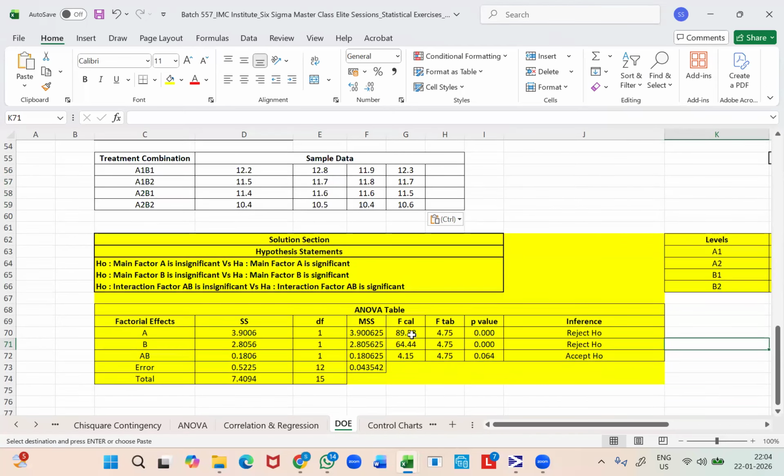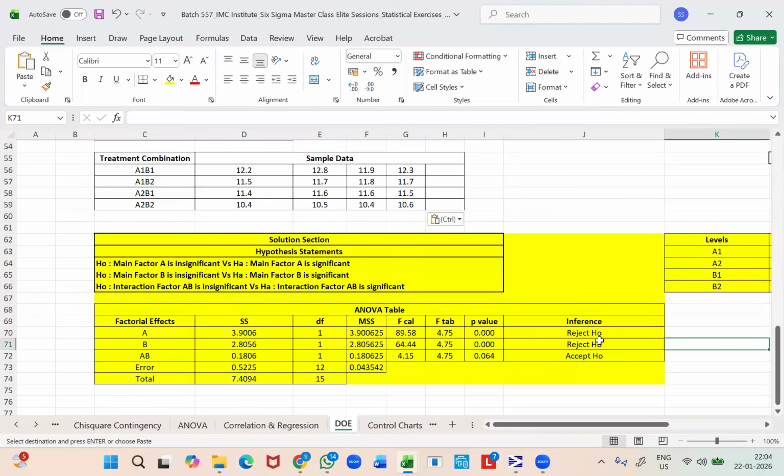So you find they have calculated value for internet service provider as a main factorial effect, 89.58. For browser type, it is 64.44. And for the interaction factorial effect, it is 4.15. So p values are 0 and 0 for the main factorial effects, and for the interaction factorial effect, it is 0.064.